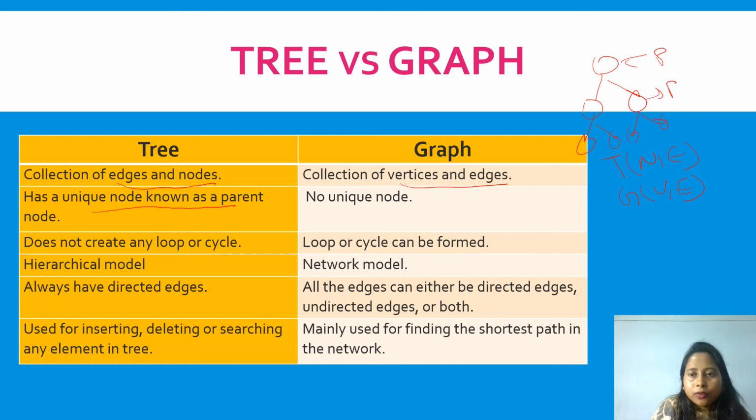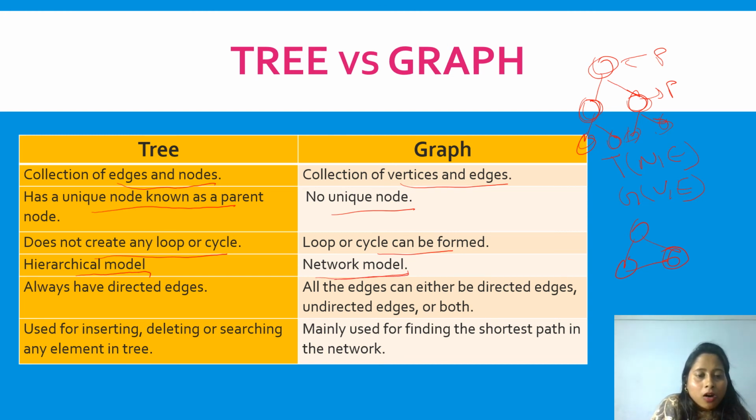This is the parent node. Whereas graph does not have any such node. Now tree does not create any loop or cycle. In tree it does not form any loop or cycle, whereas graph it can have. So this is also a graph we can say, and it is a cycle. Now, tree represents data in a hierarchical model. We know that this is in multiple levels, so that's a hierarchical model, whereas graph represents data in a network model.